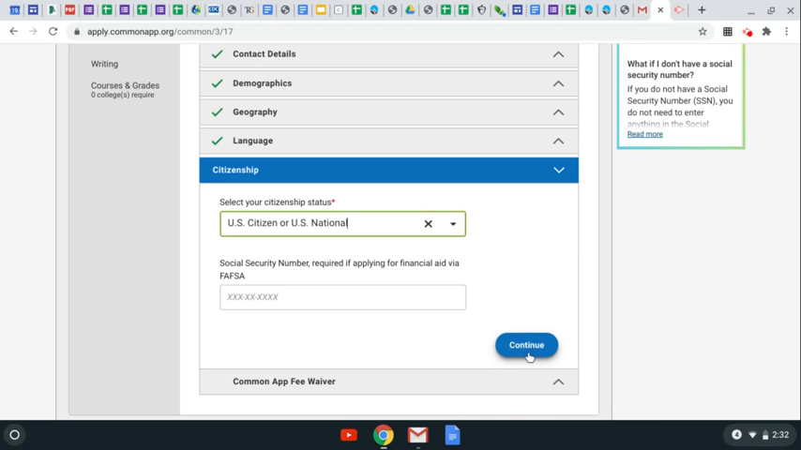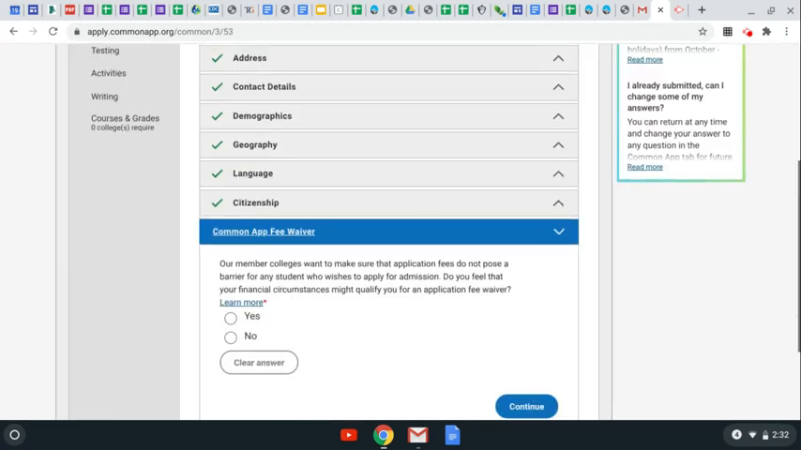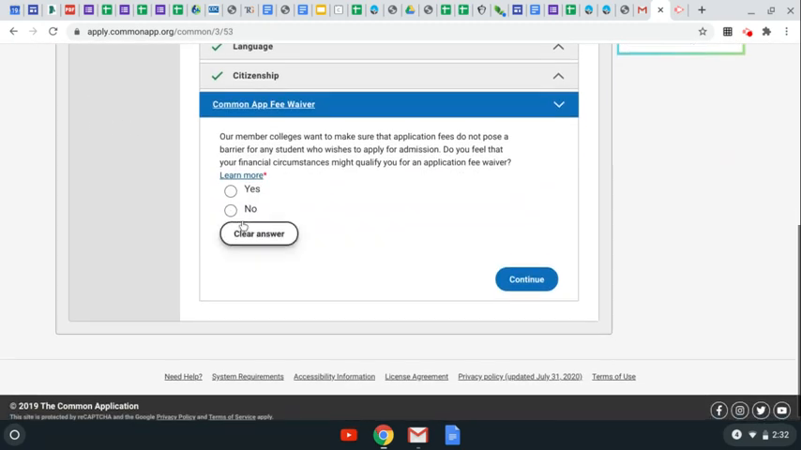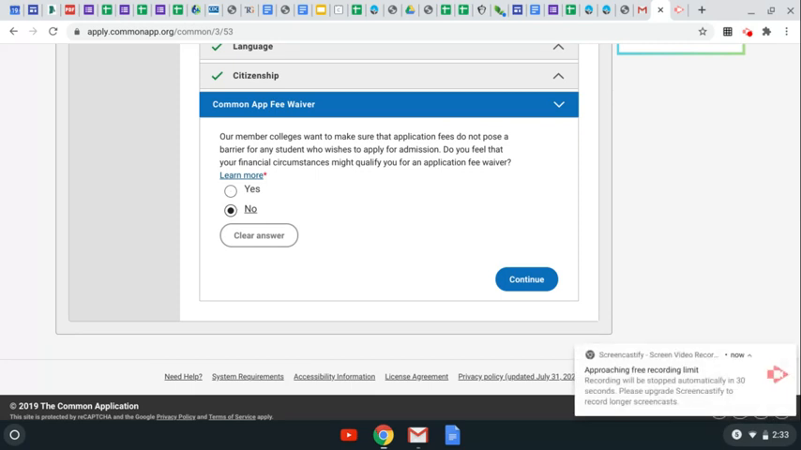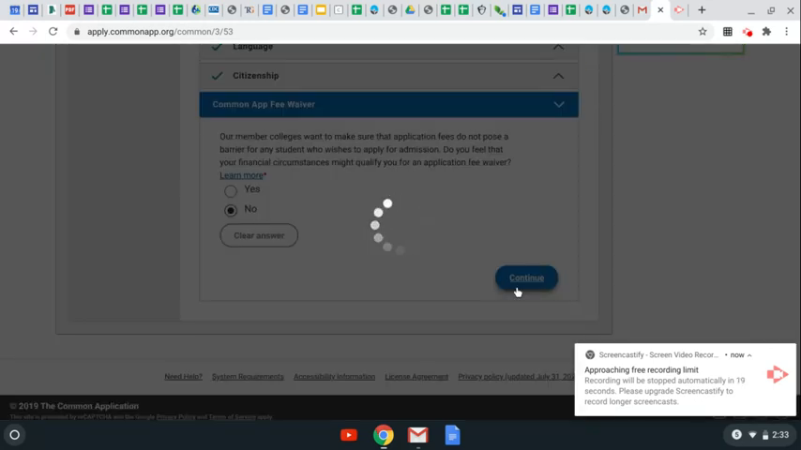Do not guess. And then the Common Application fee waiver. For a lot of you, this will be no. There are some colleges that will offer fee waivers. That is if you are in a demographic where you qualify for either free lunch or some sort of state assistance. If you answer yes, your school counselor will get a verification and we have to verify that you qualify. And that's it for this part of the Common Application.